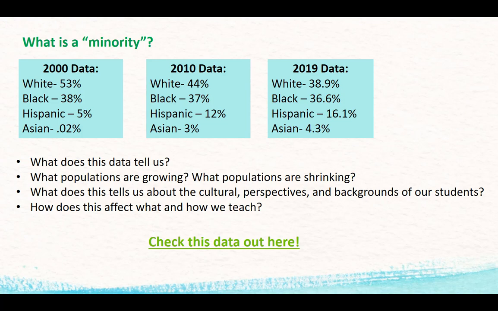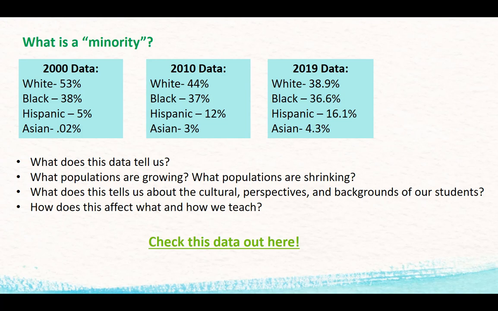In 2000, 38% of the students were black. In 2010, 37. In 2019, 36. So we might say that this has remained pretty stable. It's been within 1 to 2 percentage points of each other. So we will say the black population has pretty much remained stable between 2000, 2010, and 2020, which is basically a 20-year gap. Hispanic went from 5% to 12% to 16%, so it is on an increase. Asian went from 0.02, not 2, 0.02 to 3 to 4. So it had a bit of an increase the first 10 years, but not as much the second 10 years.